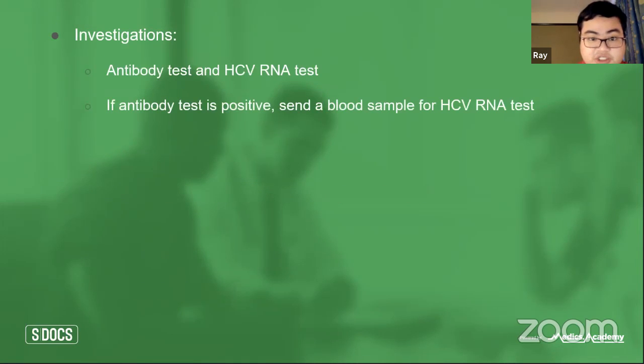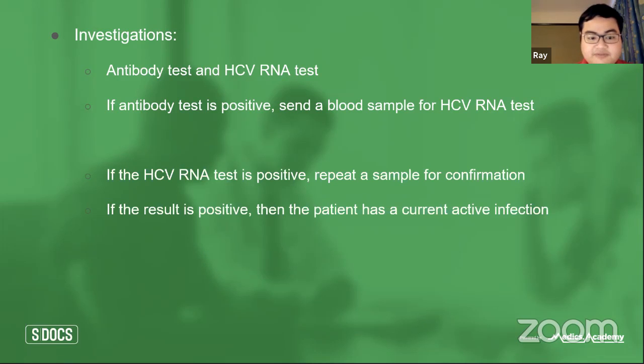In terms of investigations, we're not using serology as straightforward as hepatitis A and B, but we would use an antibody test and HCV RNA test, okay? So according to the guidelines, if an antibody test is positive, you would send a blood sample for an RNA test. If the RNA test is positive, you repeat the sample for confirmation. Now, if that repeated sample is positive, then the patient has a current active infection.